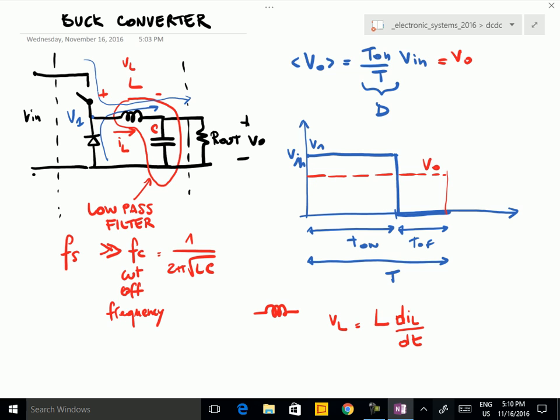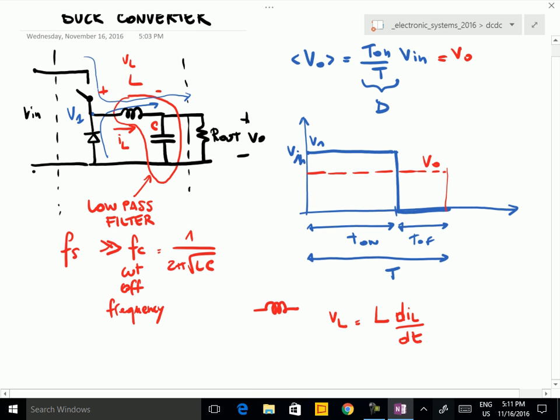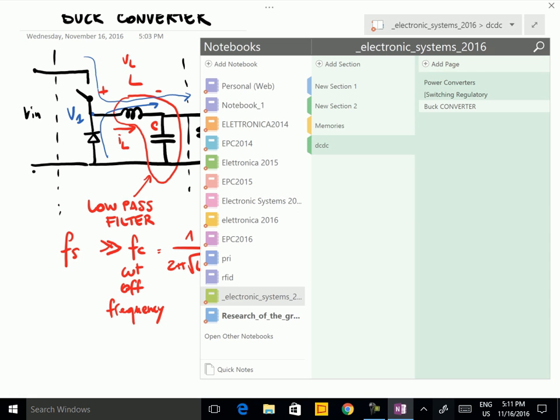Okay? Now, in this case, since V in is larger than VO by definition, when the switch is on, the voltage applied to the inductor is positive, because V in is larger than VO, and the current increases. When the switch is off, the voltage applied to the inductor is negative, because on this point it is 0, and on the output terminal is V out, and so the current is decreasing. Okay, let's draw these expressions.